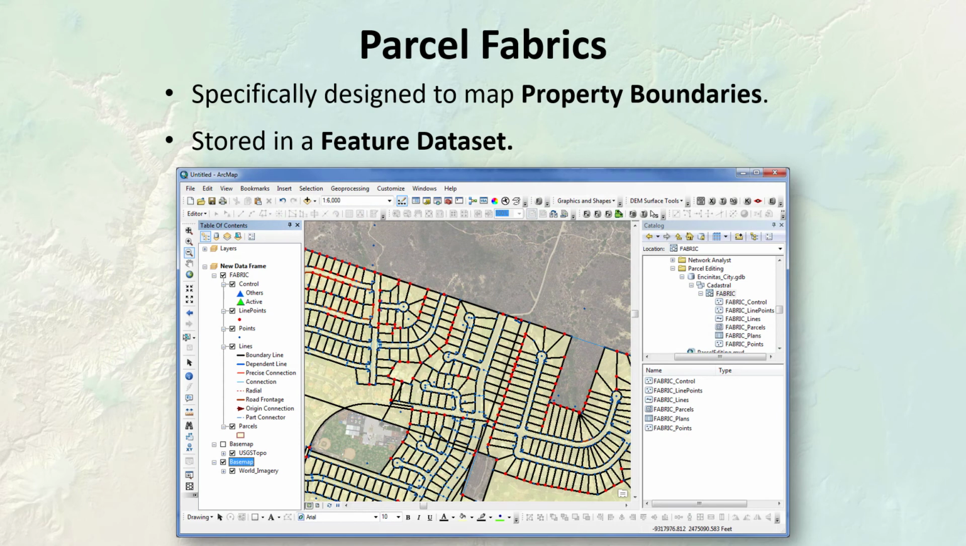Parcel fabrics are a special type of feature data set that are designed to map property boundaries, and they often include polygons that represent land ownership parcels, polylines that represent various edges and survey measurement regions, and points that represent various types of control points. So you see these a lot in county government and city government, where they're mapping out the ownership of the community.